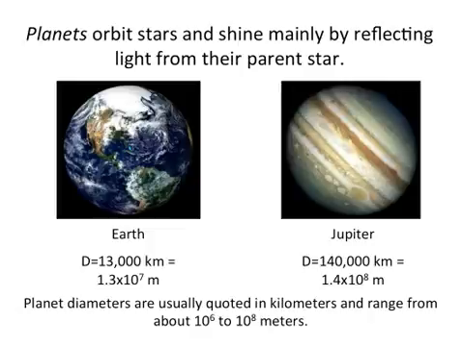So we usually will quote planet diameters in kilometers, because we get decent units, 13,000, 140,000. And typical planets range in size from about 10 to the 6 to 10 to the 8 meters, about a factor of 100 in size.